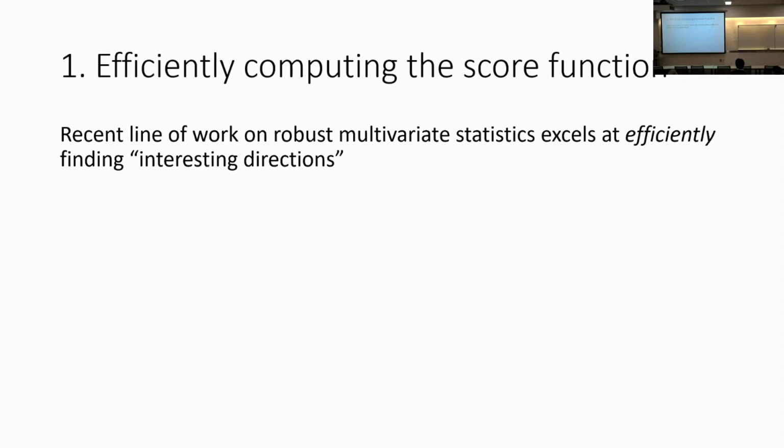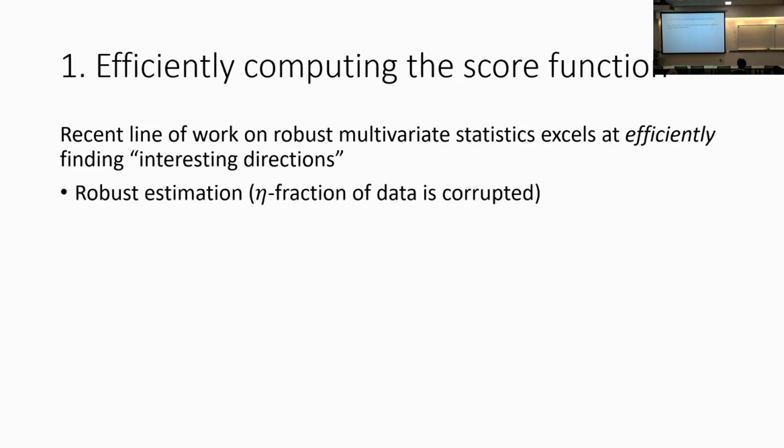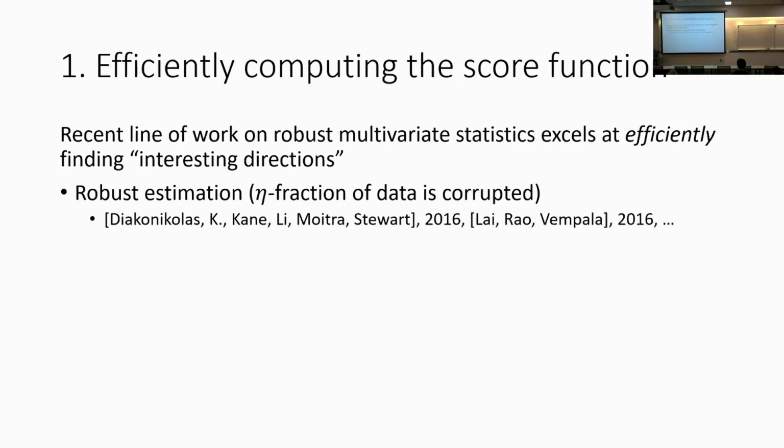Drawing this back to something I mentioned in the first few slides, there's been recent work on robust multivariate statistics, which essentially tries to solve exactly this problem: finding interesting directions efficiently. For example, one desideratum is robust estimation, where say 1% of your data is corrupted. Can you still deal with that? We had some work on this, as did Lai, Rao and Vempala, work done right here at GT back in 2016, simultaneously. I didn't know until it was posted to arXiv at the same time, but very, very cool.